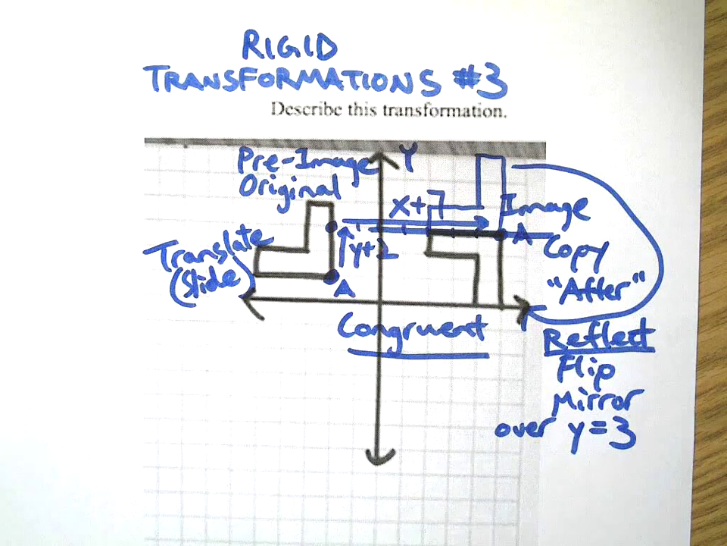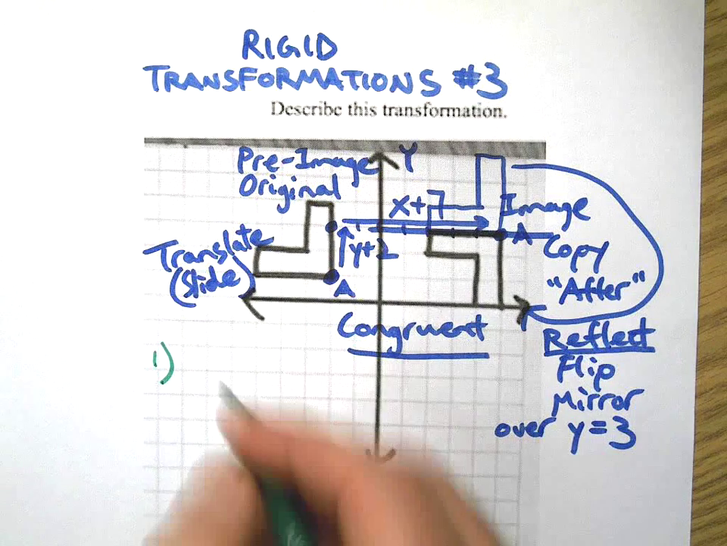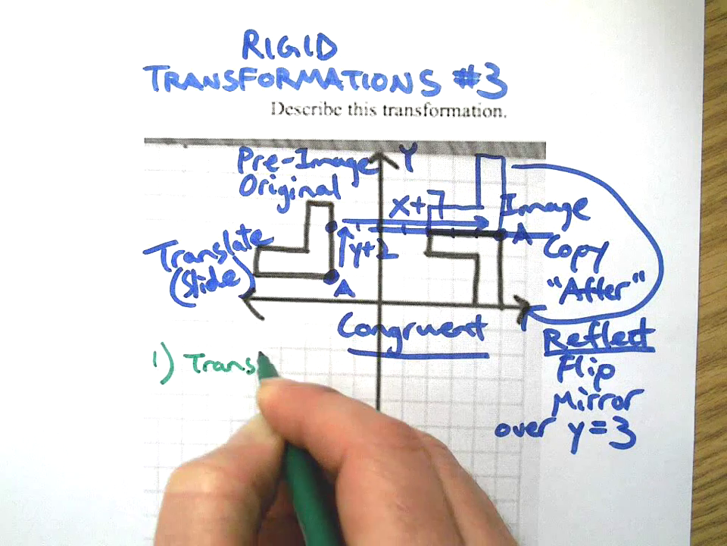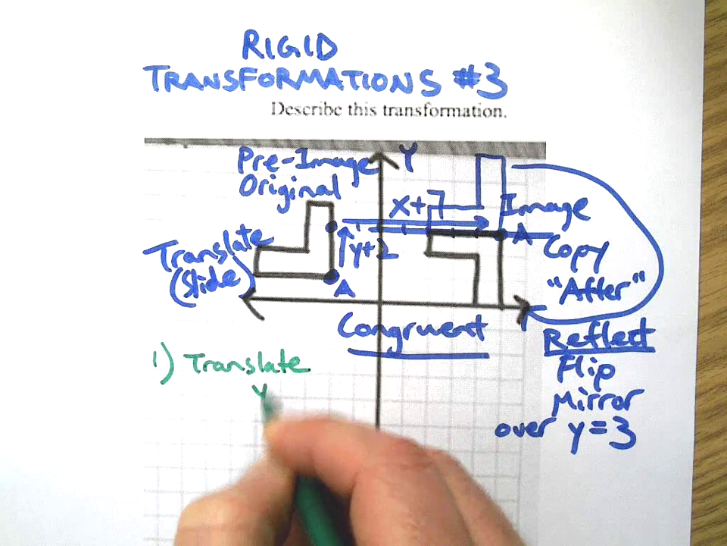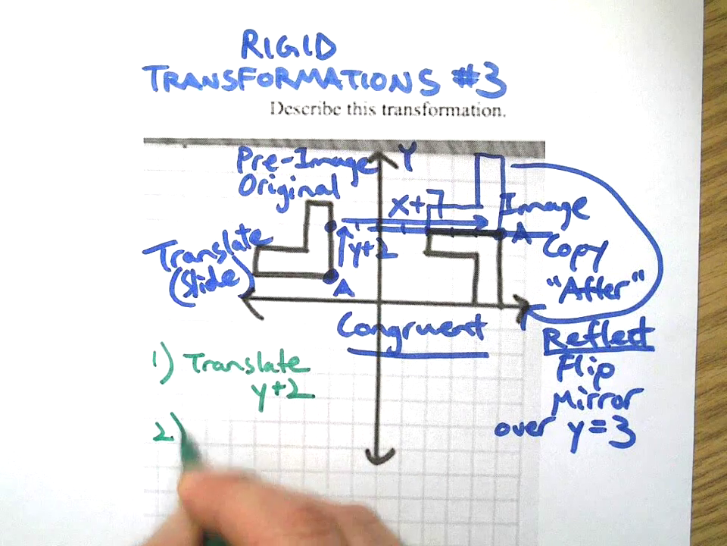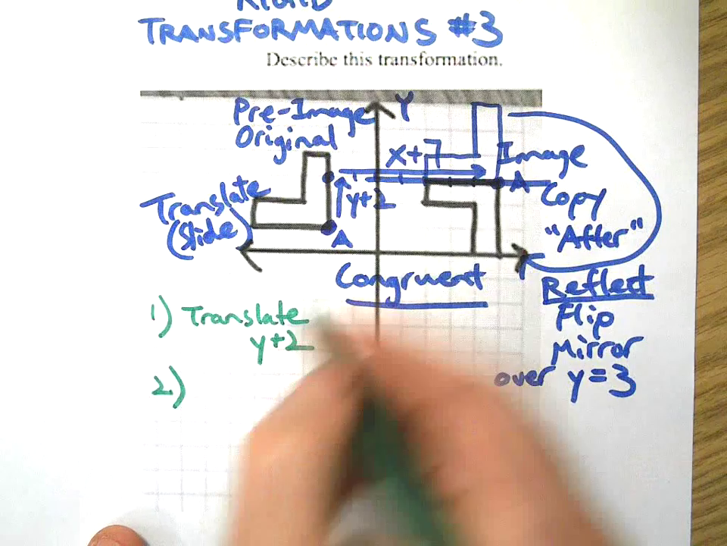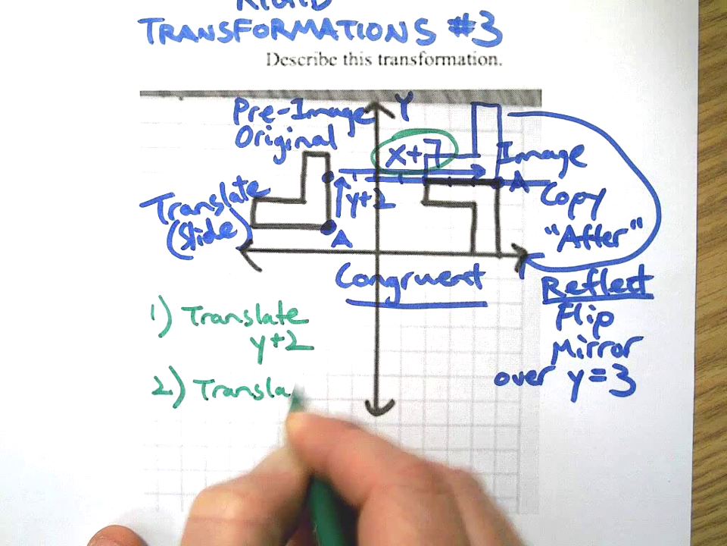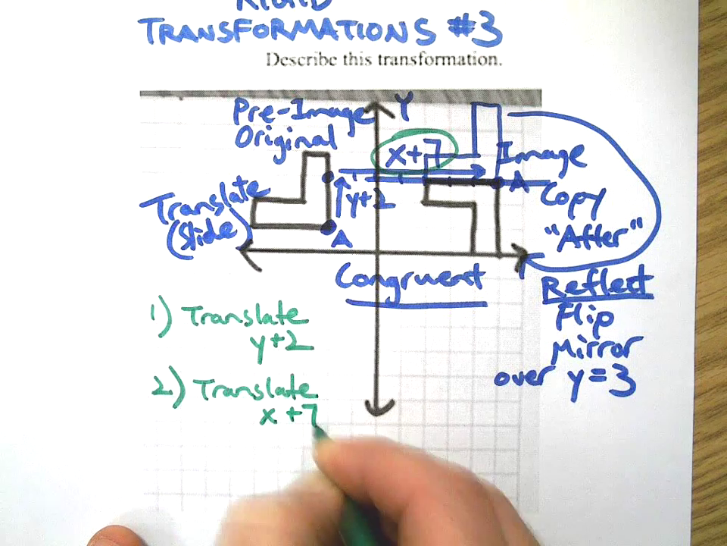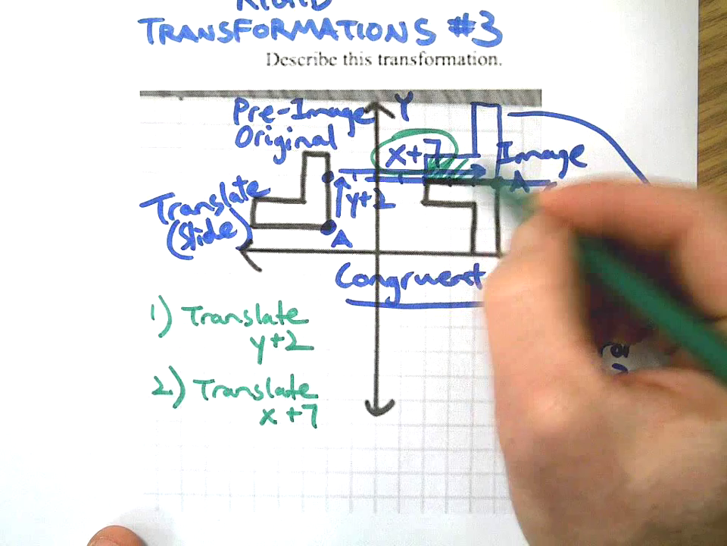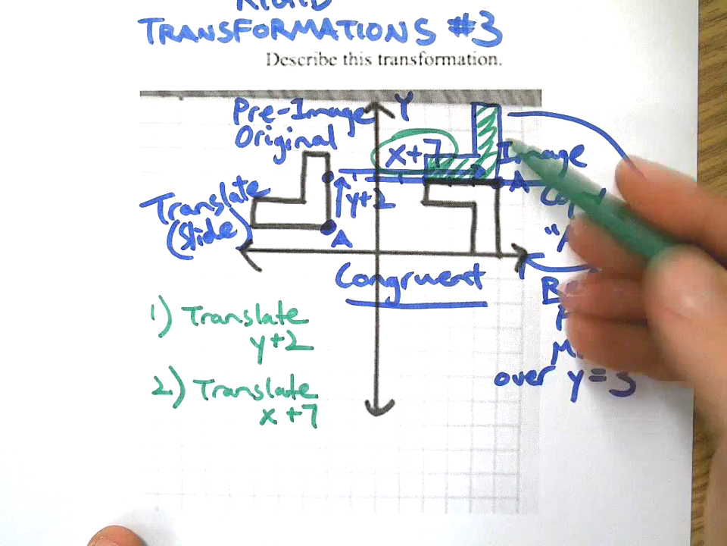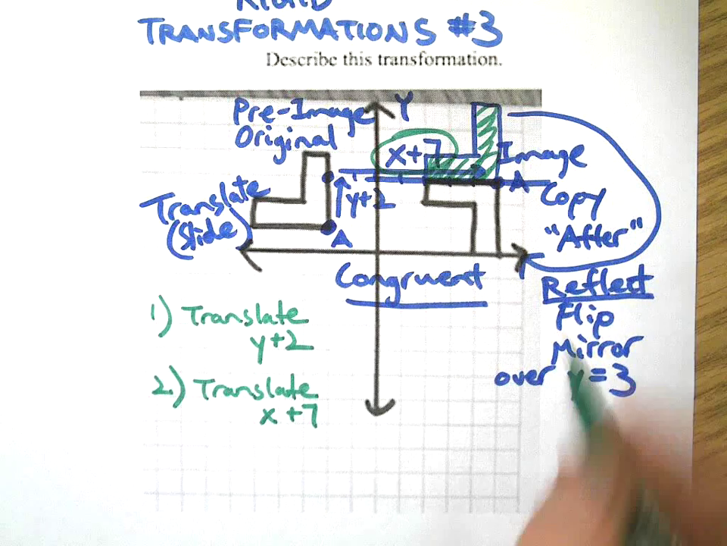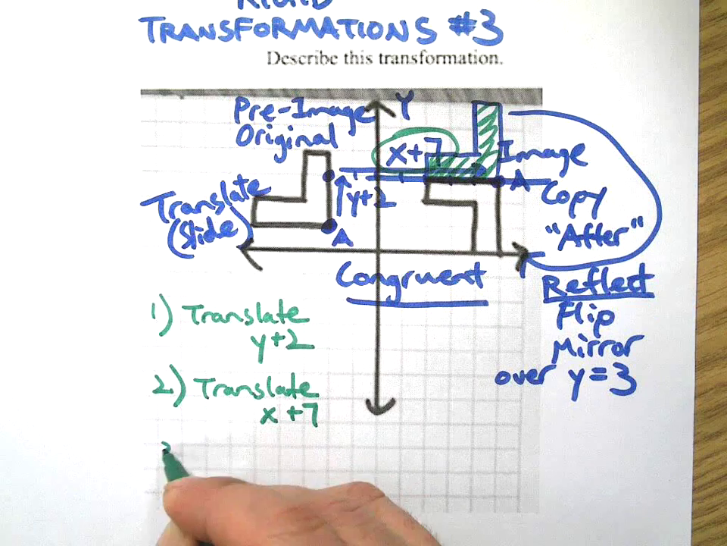So let's describe our steps. Step 1, I did y plus 2. Translate y plus 2. Then I went right here. Translate x plus 7. That got me to this shape. Then we flipped it, right? We flipped it and ended up here.